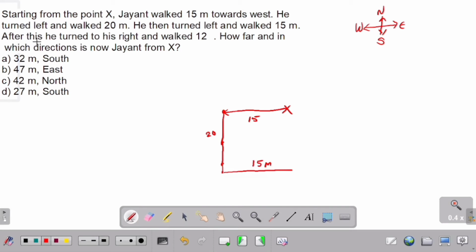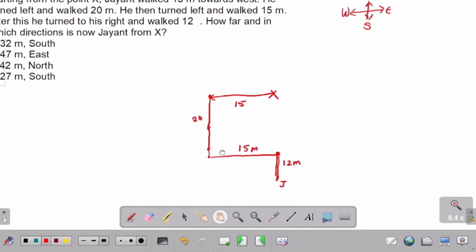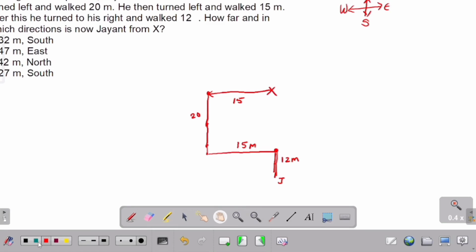After this he turned to his right. Which is the right side to him? This side is his right side. Then he turned to his right and walked 12 meters. How much distance? 12 meters. How far and in which direction is Jayant now? Right. So Jayant is here now. So now we need to find how much distance from Jayant. So it is very easy. See now.